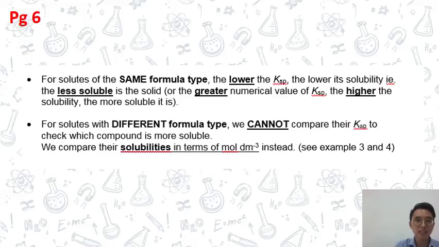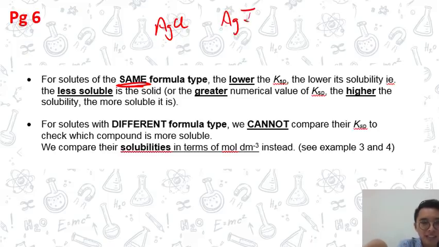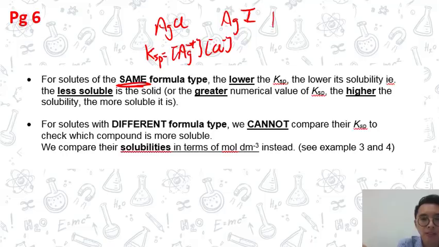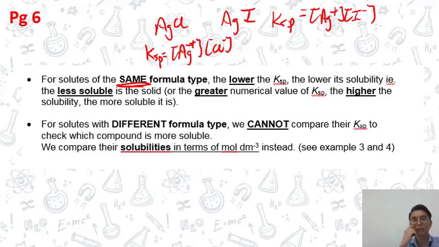Now I go back to page 6. You see this in page 6. If they are the same formula type, which means AgCl, AgI, the same, we can compare solubility by looking at the KSP directly, because KSP is proportional to the solubility. So let's say I want to compare the solubility of AgCl versus AgI, I can just look at the KSP because the KSP in this case is proportional to the x. So you can use the value of KSP itself to tell you about the solubility.